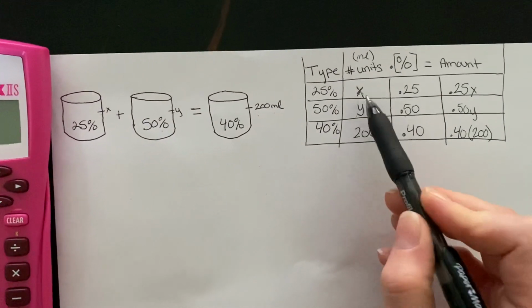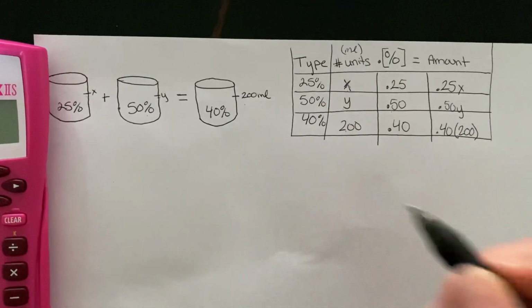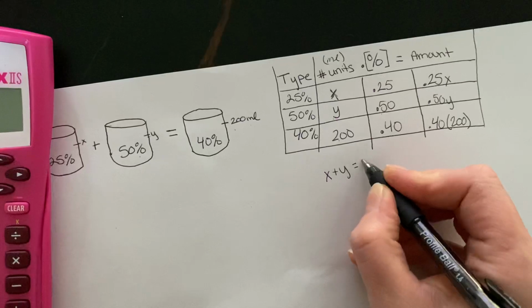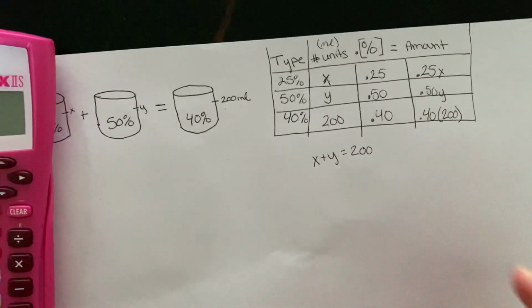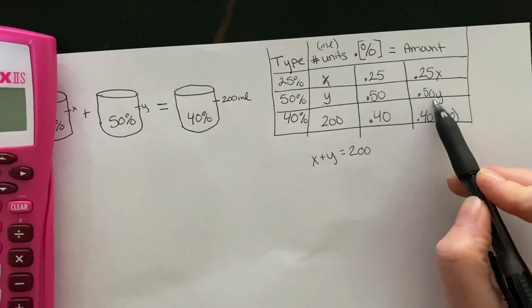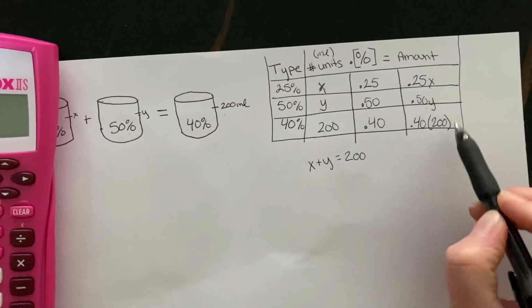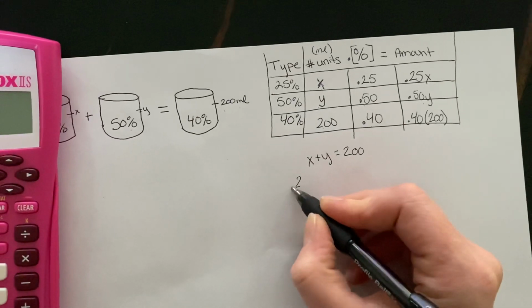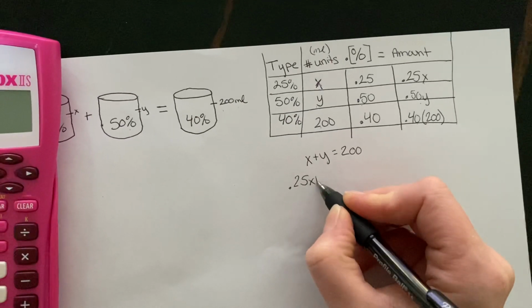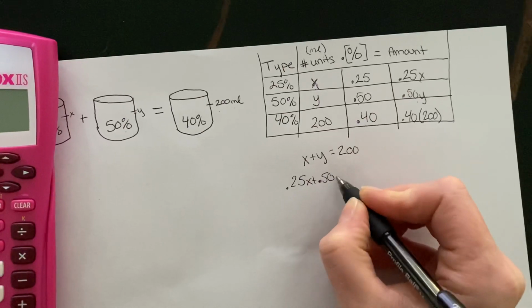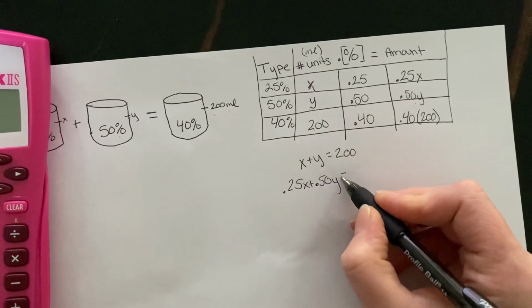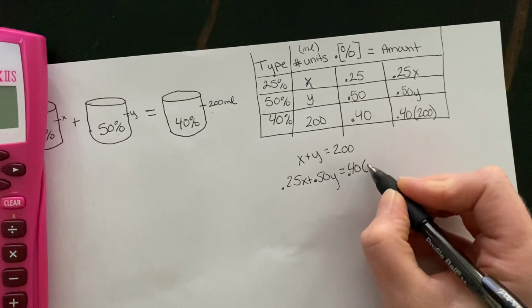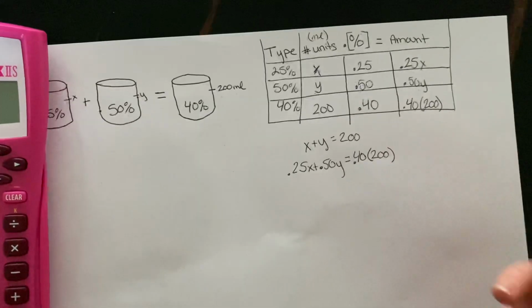Okay, so now we have technically two equations. We have X plus Y equals 200, so we'll write that here, and we have 0.25X plus 0.50Y equals 0.40 times 200.